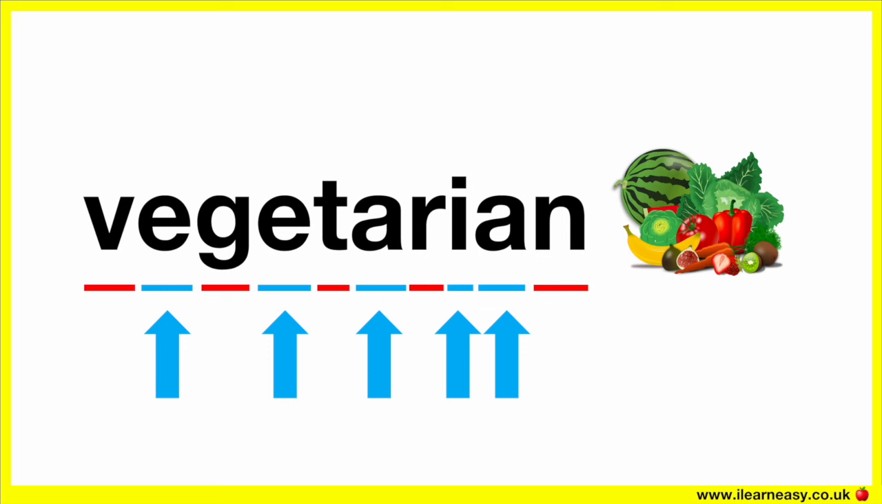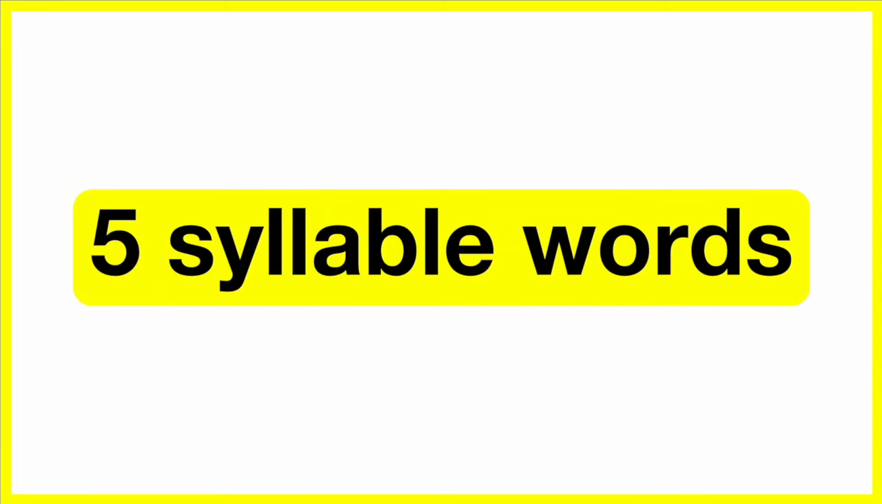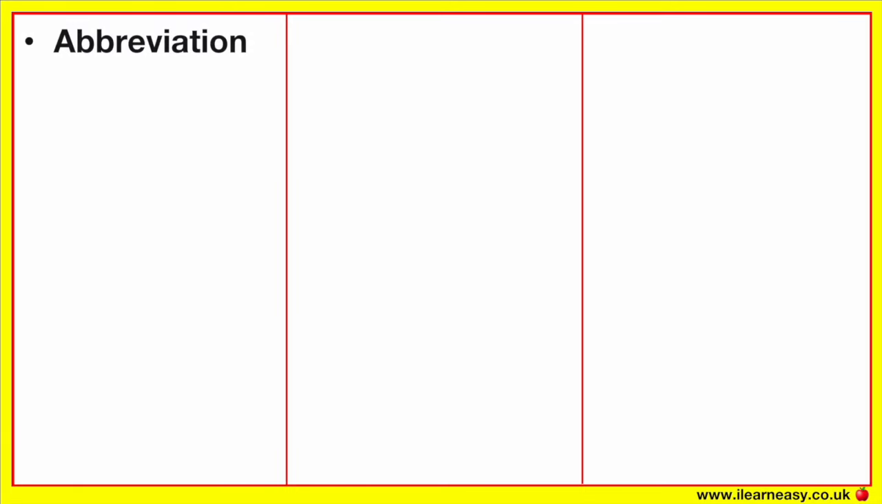Vegetarian, vegetarian, vegetarian. Now let's go through a list of 5 syllable words. Abbreviation, abbreviation. Acceleration, acceleration.